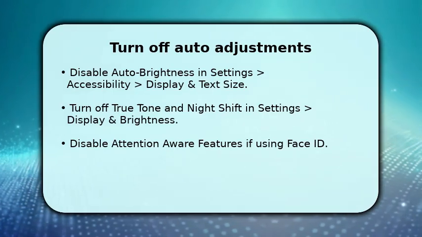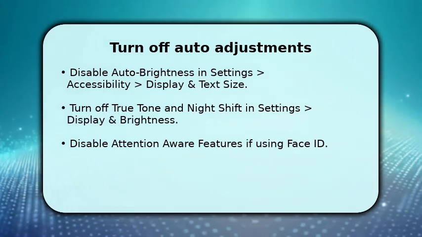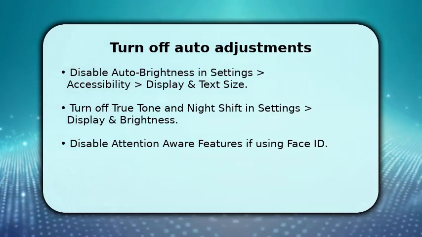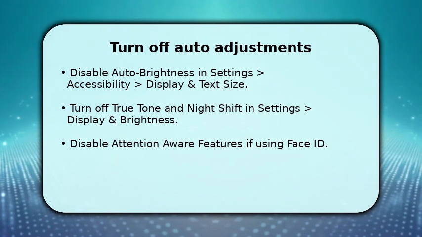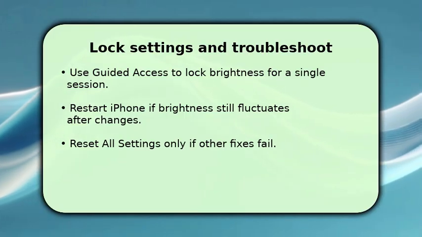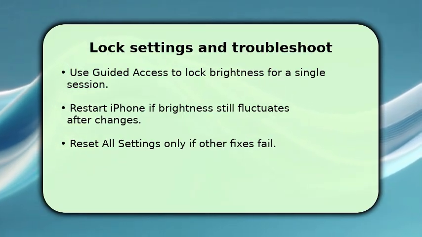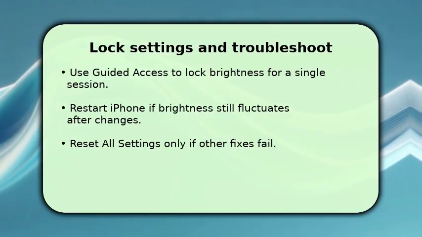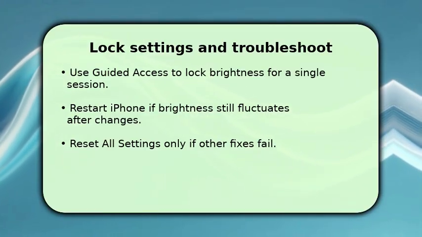To finalize, lock those settings when needed. Enable Guided Access for single-session control if you want a guaranteed brightness level during specific tasks. If the screen still fluctuates after all toggles, restart the iPhone to clear sensor or software glitches. This often resolves stubborn overrides.